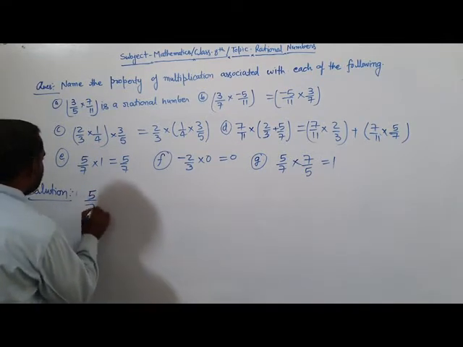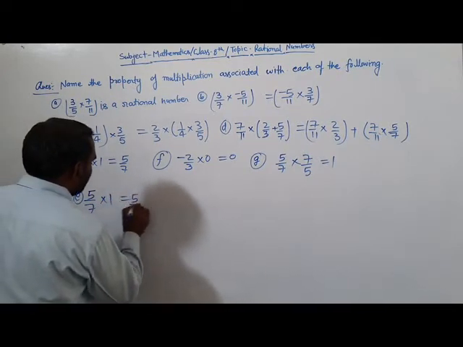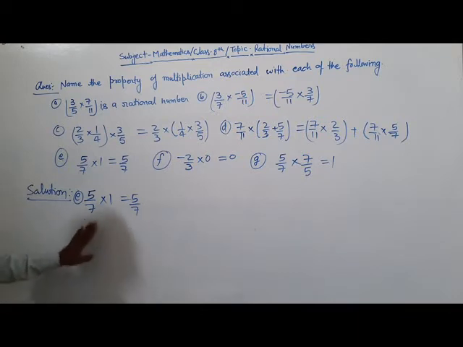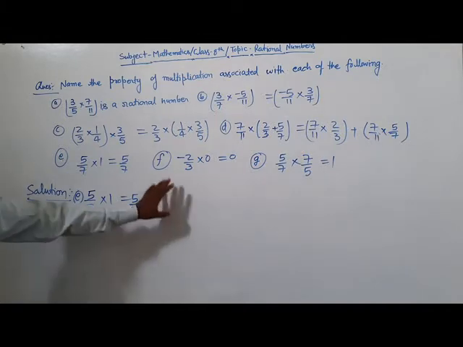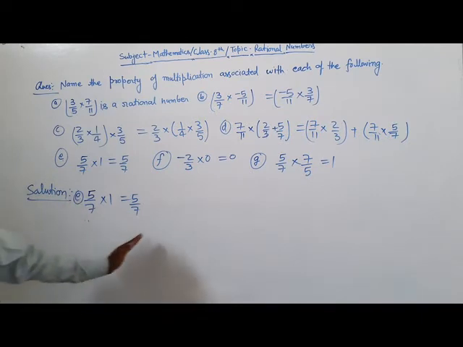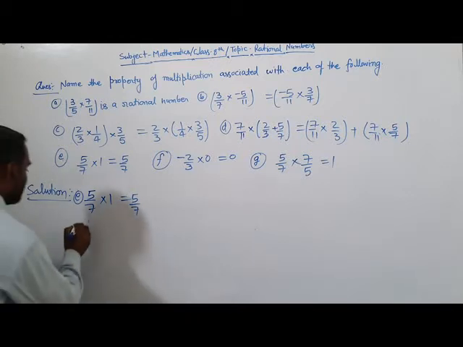5 by 7 into 1 is equal to 5 by 7. When any rational number is multiplied by 1, the product is the rational number itself. किसी रेशनल नंबर को 1 से मल्टीप्लाई करते हैं तो जो आंसर आता है वो सेम वही रेशनल नंबर होता है। तो इसको बोलते हैं प्रॉपर्टी ऑफ मल्टीप्लिकेटिव आइडेंटिटी.